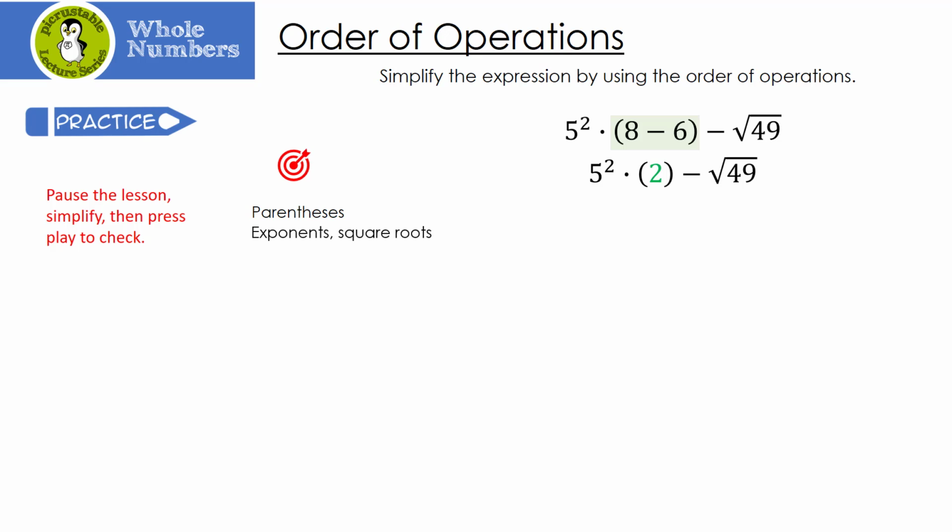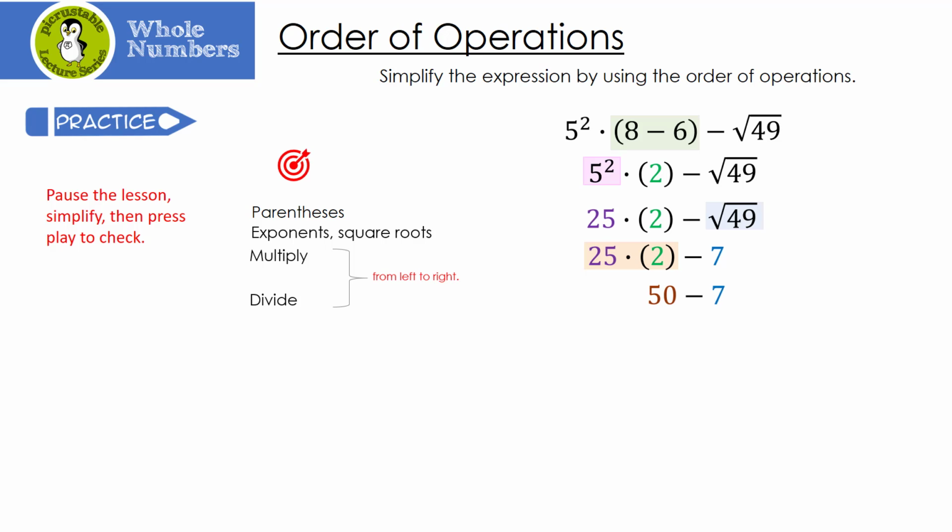Do we have any exponents or square roots? We do, and once again we start from the left. 5 squared is 25, and then the square root of 49 is 7. Cool! Do we have multiplication or division? Yep, and we work left to right. 25 times 2 is 50, and then finally we're going to subtract. 50 minus 7 is 43.